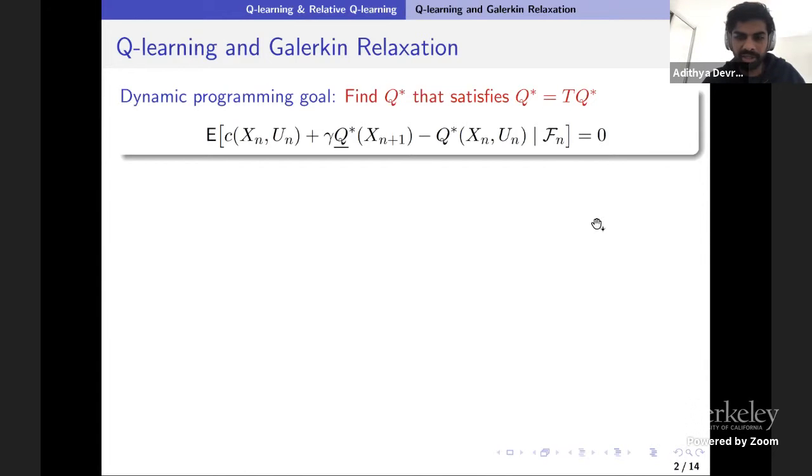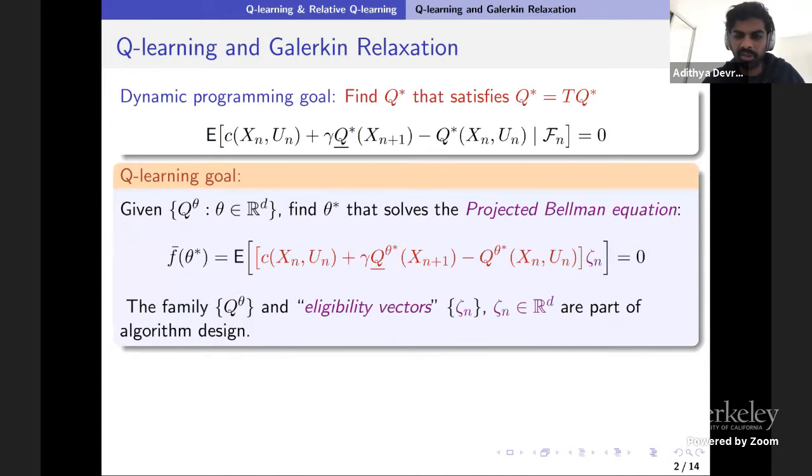Why am I writing it out like this? So this is the reason. The goal in Q-learning can be interpreted as an approximation to the dynamic programming goal. Let's say you're given a parameterized family of Q functions, Q_theta. Here theta denotes the parameter vector, taking values in R^d.